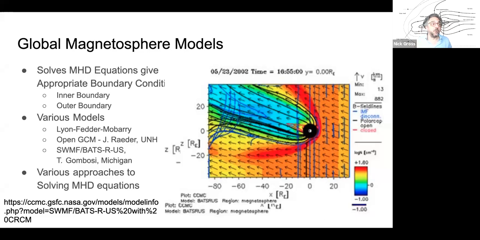Depending on how sophisticated you want to be, sometimes the dipole has a tilt relative to the orientation. Sometimes it doesn't. Sometimes it's shifted. Sometimes it doesn't. But you put whatever version of the Earth's dipole in there that you want. And then the outer boundary conditions are in the front here, and I'll talk about those for a minute. They're primarily the solar wind.